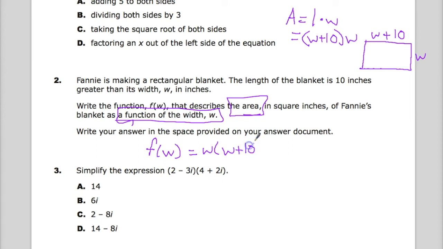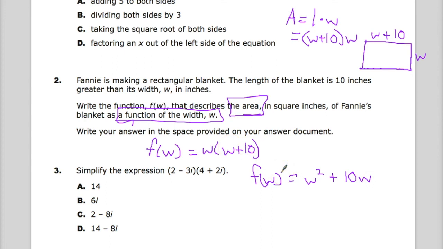But it would also accept it if you multiplied these out. So I went ahead and did the distributive property. W squared plus 10W. Here and here. So that's okay too.